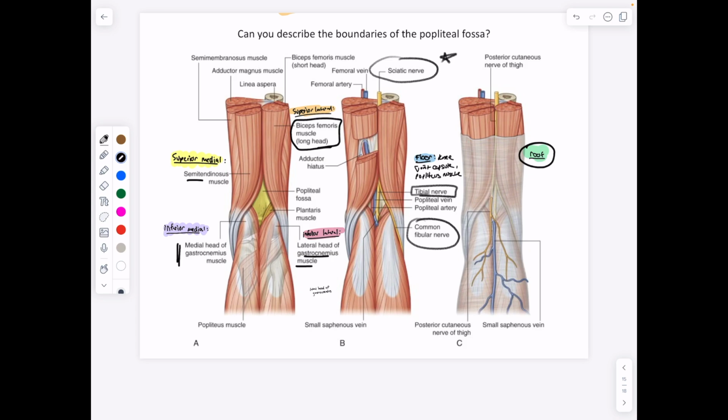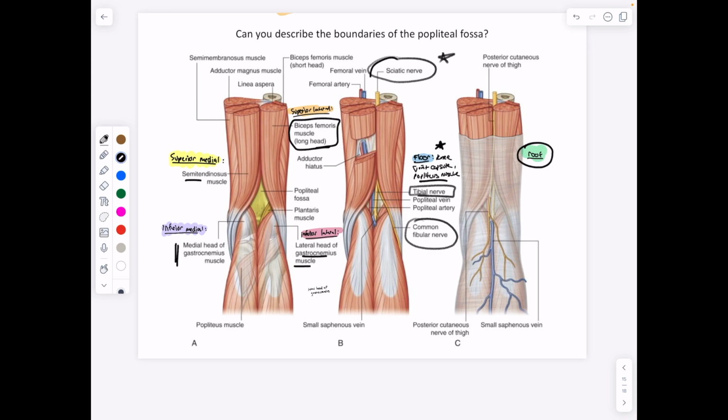Okay, so not too bad, that's the roof. The floor is the knee joint capsule and also the popliteus muscle, which we'll cover in the next lab. Another important thing to note is, in the back here, we had the sciatic nerve from our sacral plexus. Sciatic nerve, as it continues down through the popliteal fossa, becomes our tibial nerve. And we have the common fibular nerve branch off of that.